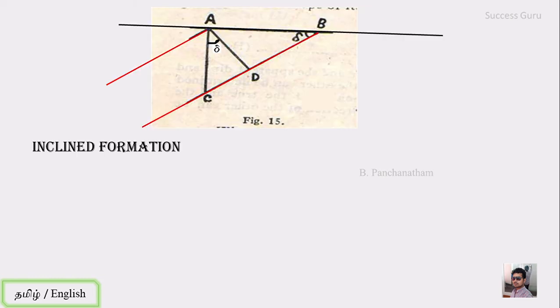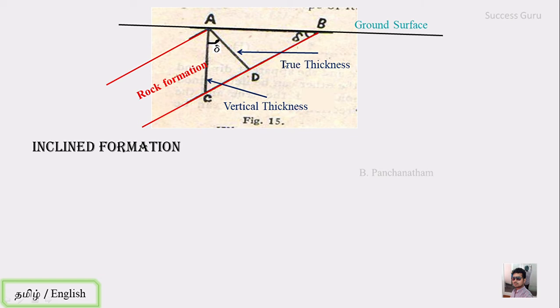And the second case is that inclined formation, as this is the ground surface which is somewhat horizontal, and this is the rock formation which is inclined here, right? And the vertical thickness, as I mentioned here, is measured in a vertical direction from the ground surface, this one is vertical. You got it right? And this one will be the true thickness because it is a right angle triangle, that is, it is perpendicular to the direction of the bedding plane. Okay, so this will be the true thickness.